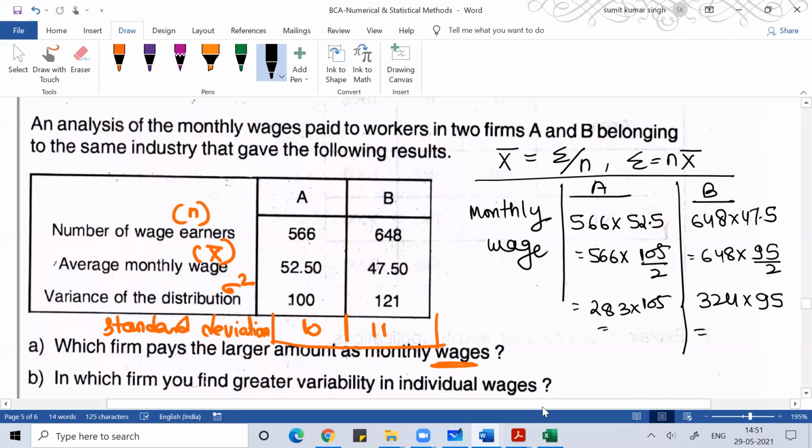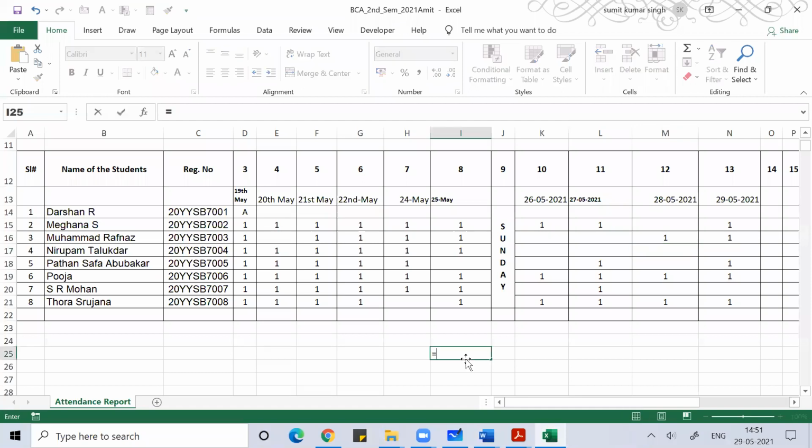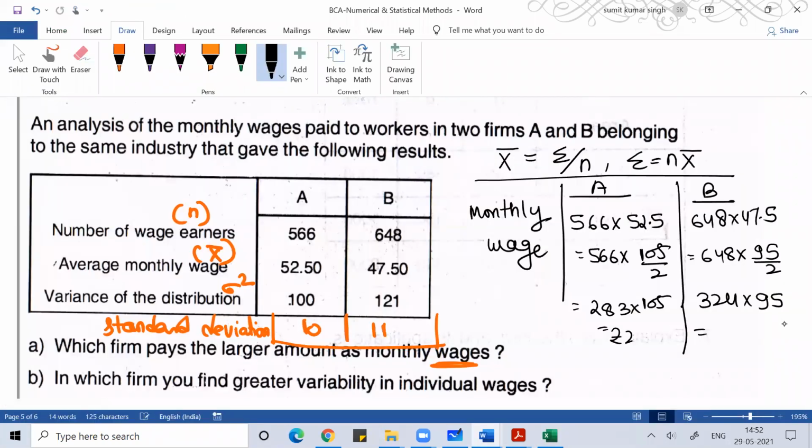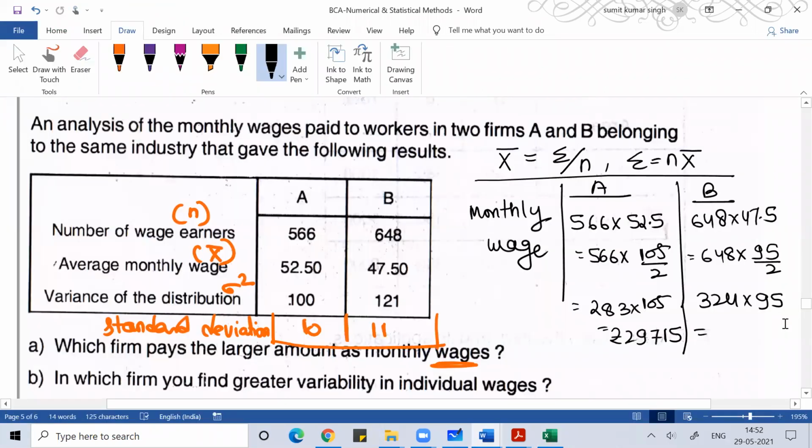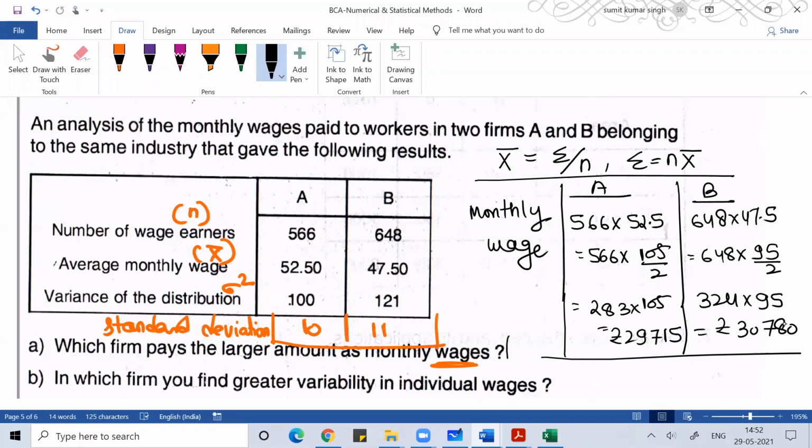What is 283 into 105? That is 29715. What is 324 into 95? That is 30780. So you will get these values. Now with this, which firm pays the larger amount as a monthly wage? The answer would be firm B. I hope you understood this.